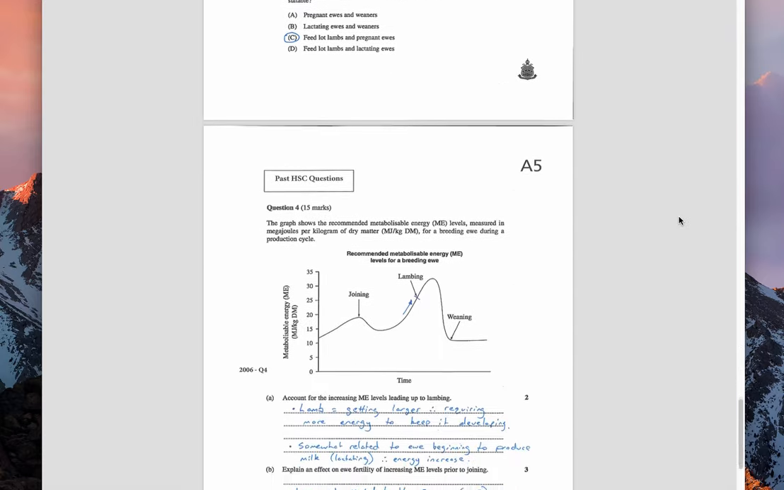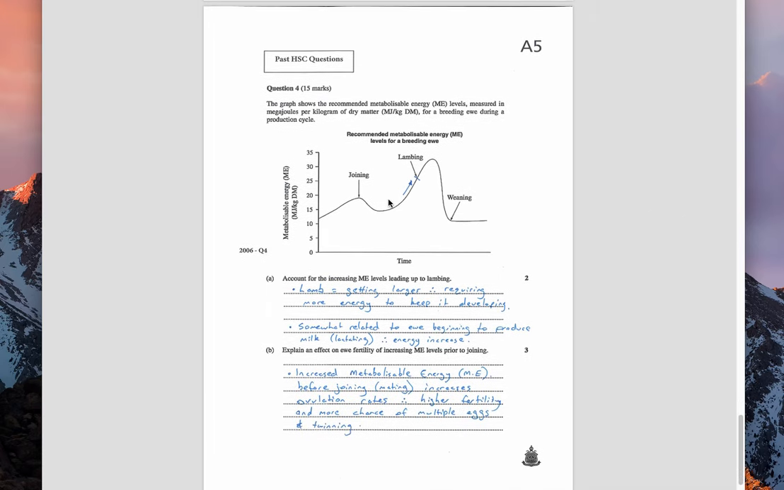If we move on, question 4. The graph shows the recommended metabolizable energy levels measured in megajoules per kilogram needed for a breeding ewe during production. So this is joining here, or mating. This is lambing when it's giving birth, and this is weaning when the lamb is no longer drinking the mother's milk and is starting to eat solid food. So milk production will drop off then.